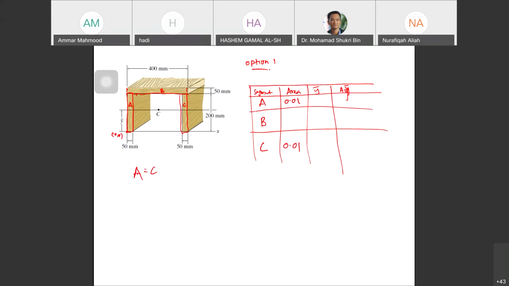Okay, 0.02. 50 times 500. All right, 0.02 for B. For y bar, for A, the centroid is at the center of A only. So 200 divided by 2, you have 100, or 0.1. Same with C, 0.1 also. For B, the centroid is at 25. 25 plus 200.